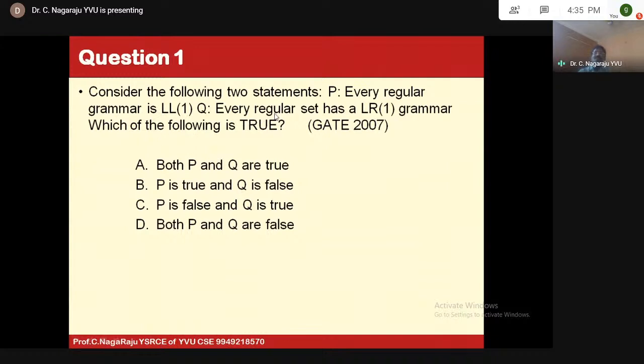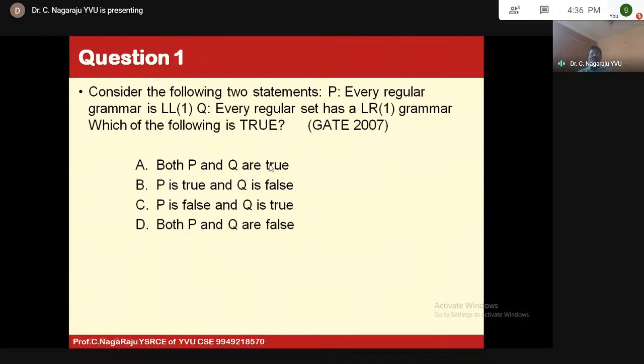But every regular set having an LR grammar is well proven, without ambiguity or similar problems. That is why in SLR1 the parser constructs from bottom to top, so it doesn't bother about problems like left recursion, right? So that's why C is correct: P is false and Q is true. Only this is the definition, right?